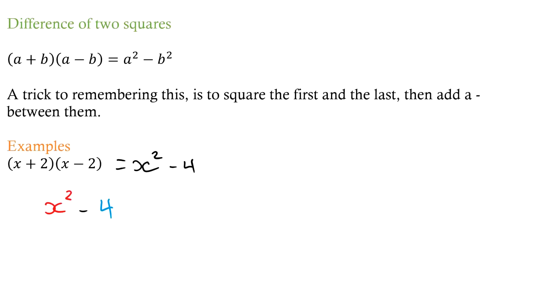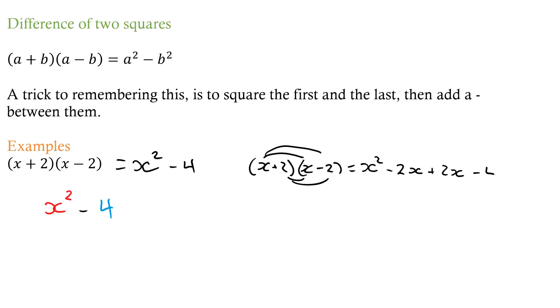Now again, you could do your arrows and ultimately get the same thing. So if over here I go x plus 2, x minus 2, and we do our arrows like this, we end up with x squared minus 2x plus 2x minus 4. They cancel out and we're left with x squared minus 4. So again, crab claws will still work.